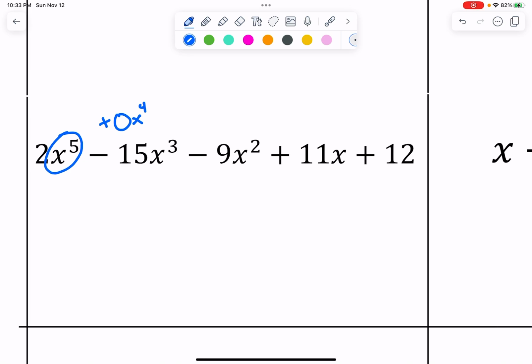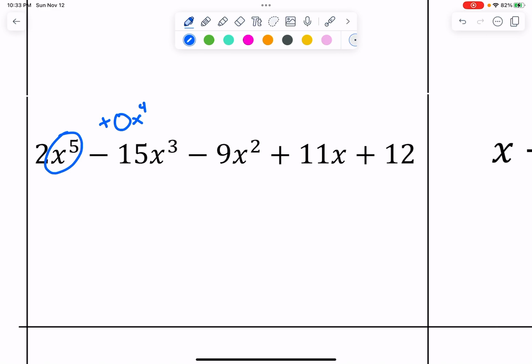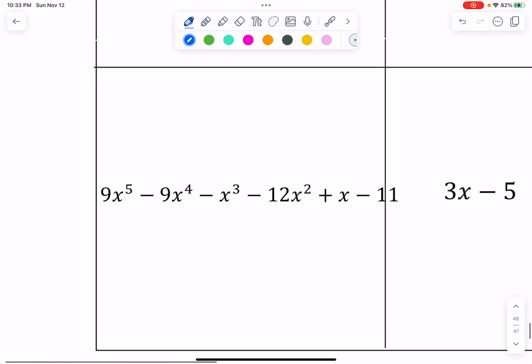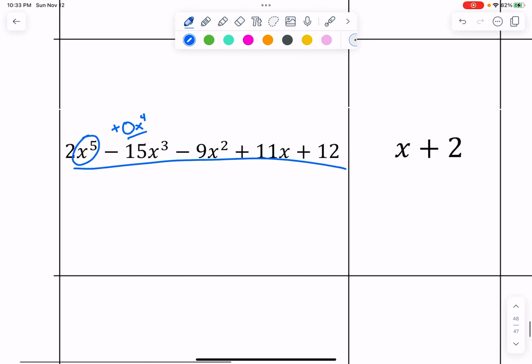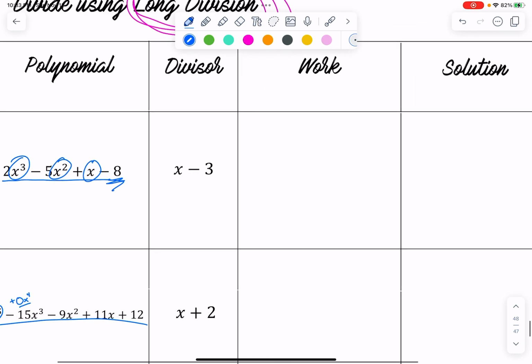Okay, x to the third, x squared, x, and number. So everything else is there, but we will need to put a 0 in there for the x to the fourth. So maybe go through and check those at some point to see if you need to put any placeholders in there. Okay, the first one doesn't, so let's just get to work.